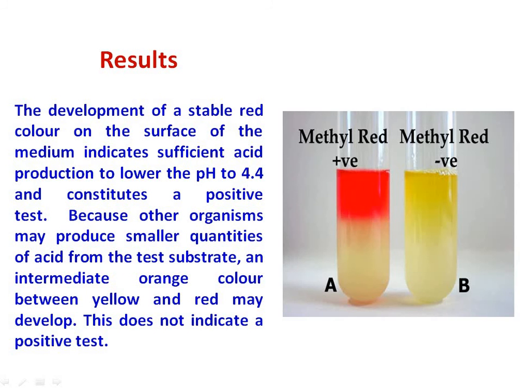So this is the result. The development of a stable red color on the surface of the medium indicates sufficient acid production to lower the pH to 4.4 and constitutes a positive test, because other organisms may produce smaller quantities of acid from the test substrate. An intermediate orange color between yellow and red may develop. This does not indicate a positive test.